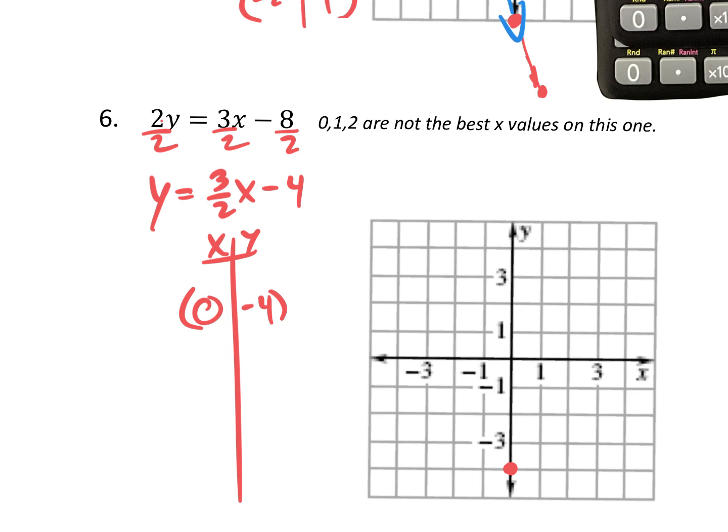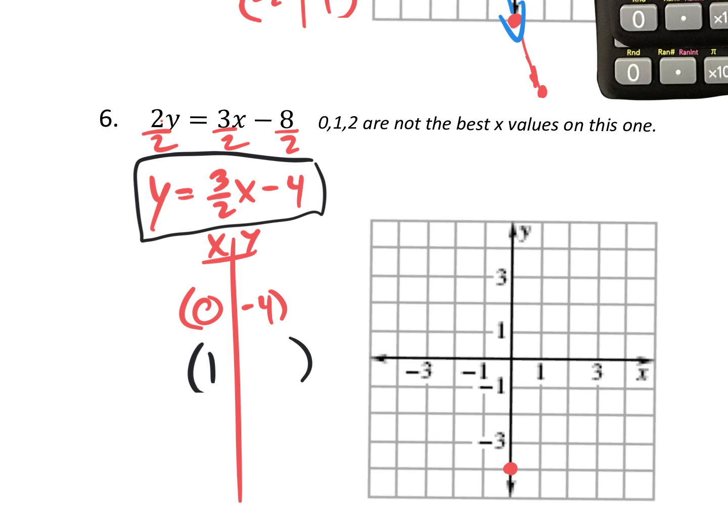Now, if I plugged a 1 into this function form equation, that's going to be not nice. What do I mean by not nice? Because 3 halves times 1 is 3 halves, and 3 halves minus 4, you need a common denominator, or you need to deal with fractions. You could type it in the calculator, but you're going to get a fraction as an answer. And obviously, it's better to have nice integers as answers instead of fractions.